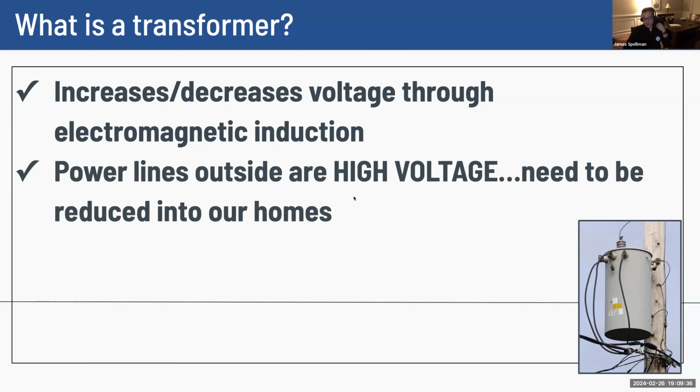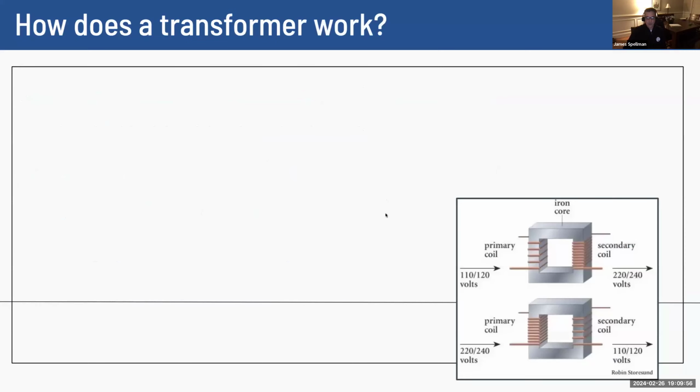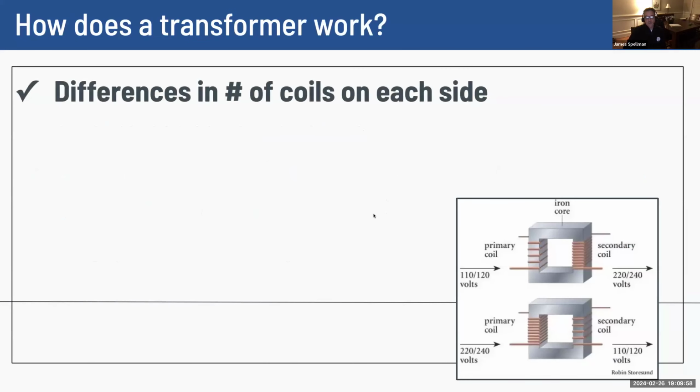What we need to do with these transformers is that the power lines outside, the power lines leading from the power plant to our homes, are super high voltage, and we need that voltage to be reduced when it comes into our house. The reason it's really high voltage is that it allows it to travel long distances, one of the things that direct current is not able to do. And again, this is typically happening with alternating current. So how does a transformer work, and what the heck is inside of that little canister-looking thing?